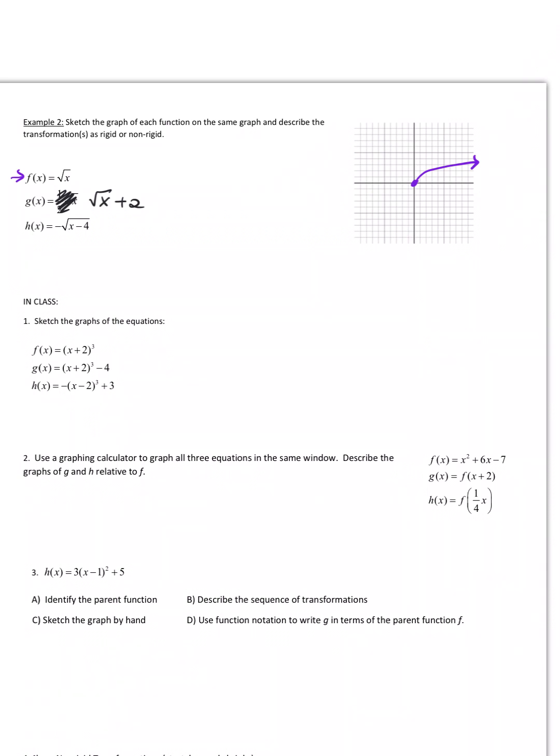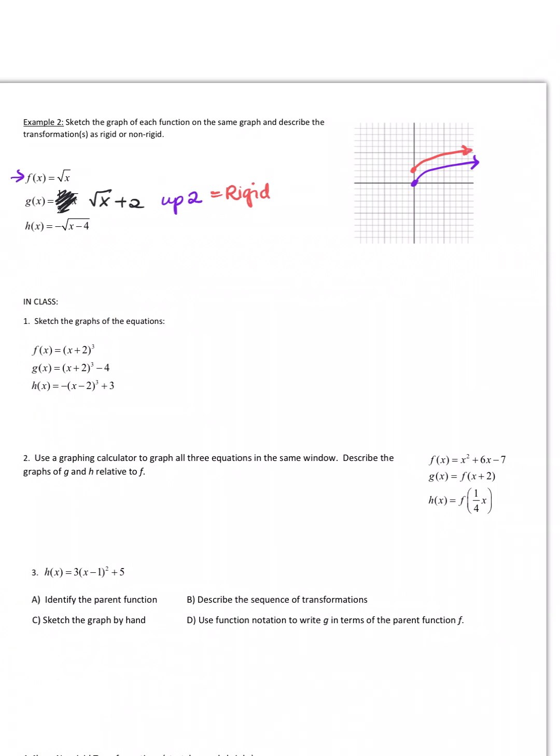Now let's look at this. G of x is taking that original function, and what is the plus 2 doing? It's moving it up 2. So I'm going to change colors. I'm going to move up 2. But the shape is maintaining, which means it's going to be a rigid transformation. Did not change the shape.